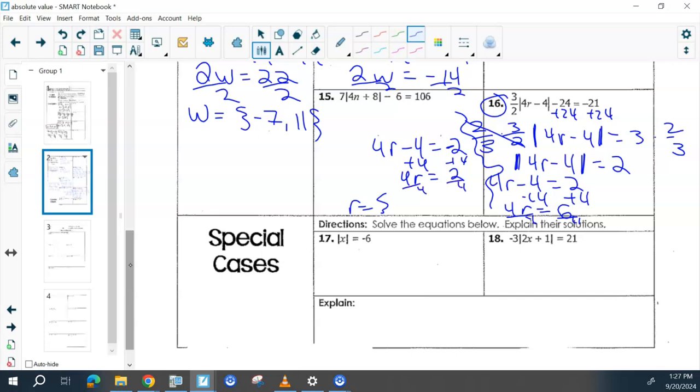What would your two fractions be? Wait, why is it negative 2? Here, because we made our two equations. One's always positive, one's always negative. Oh, yeah. Why is that side -6? This side? Yeah. Because -2 plus 4 is 6. -2 plus 4 is 2.